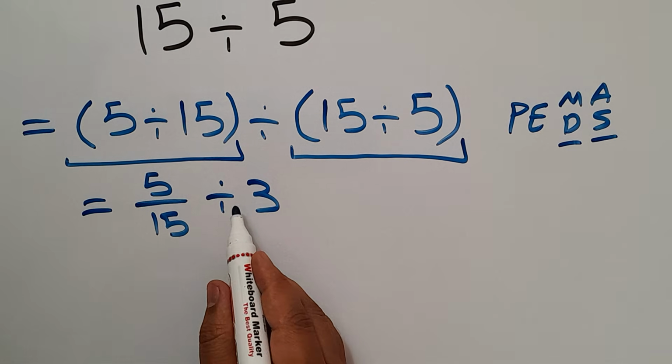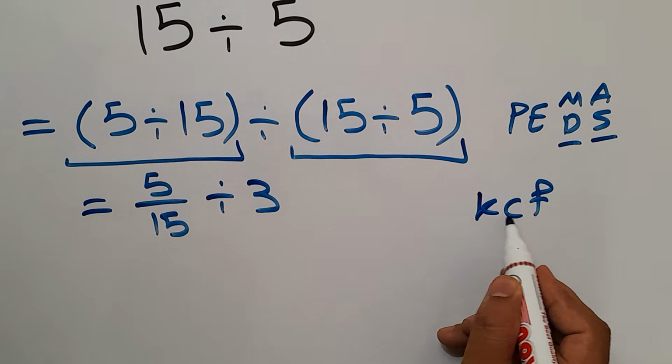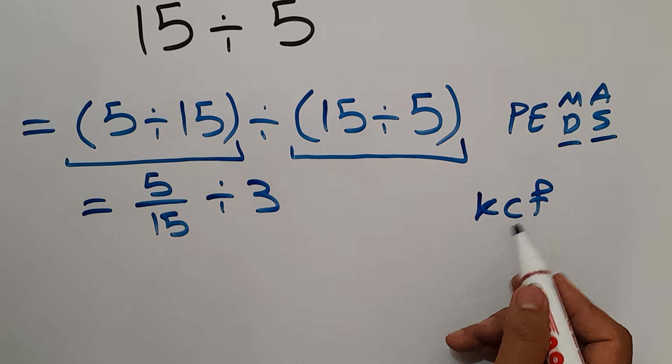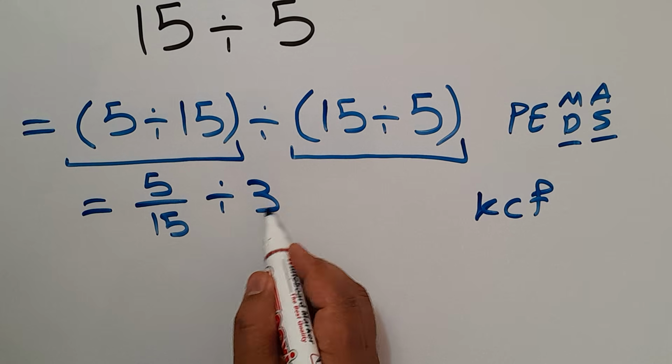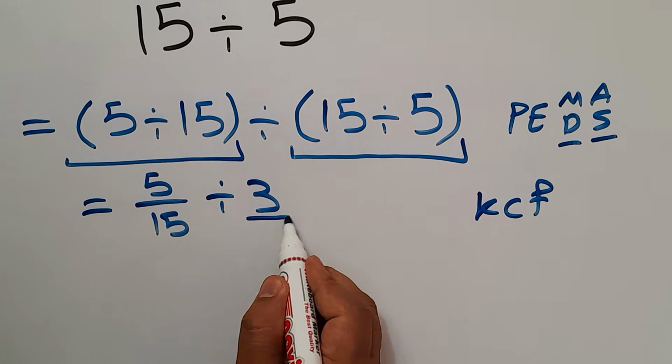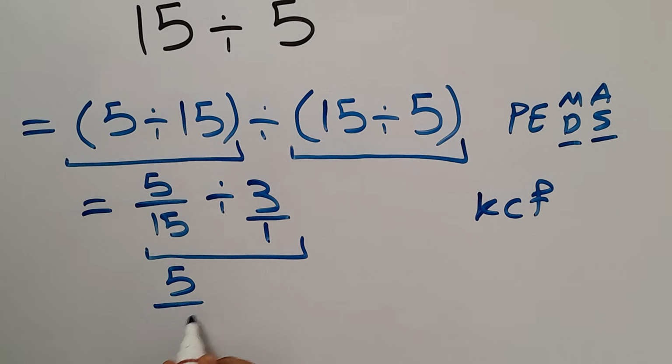According to the KCF rule, K stands for keep, C stands for change, and F stands for flip. Keep the first fraction, change division to multiplication, and flip the second fraction, which is 3 over 1. We can write 5 over 15, then times 1 over 3.